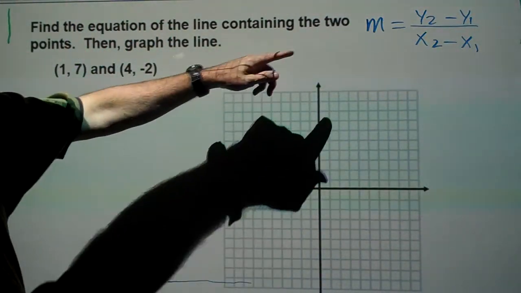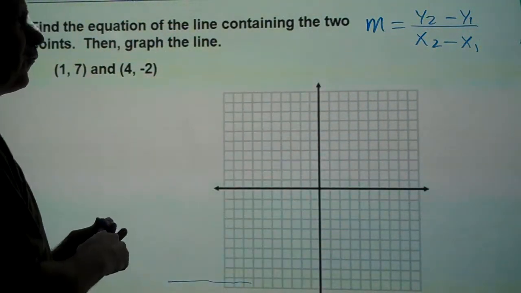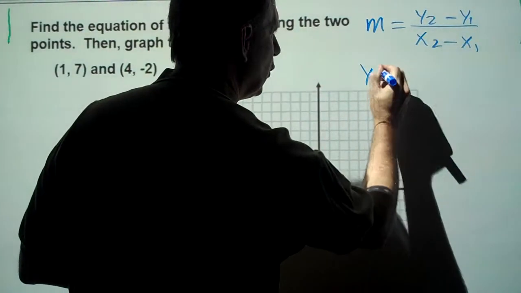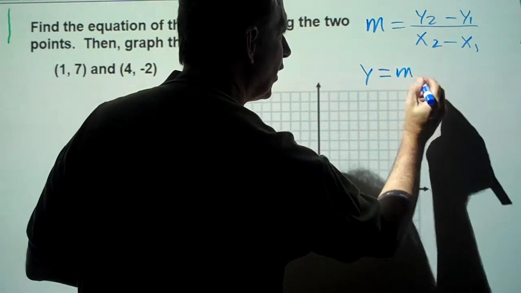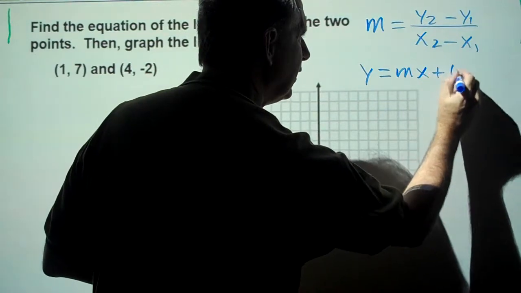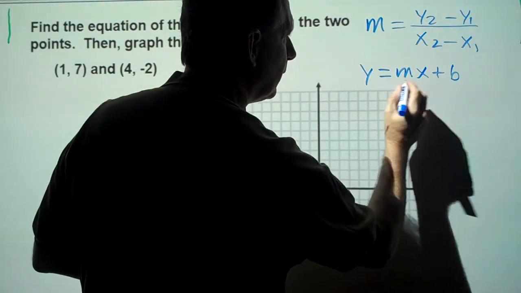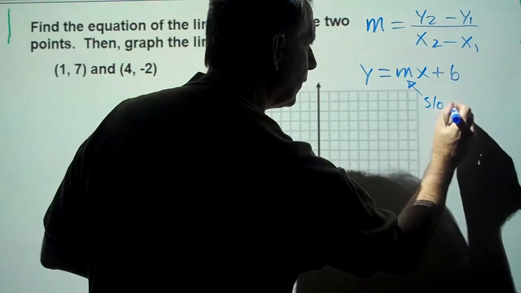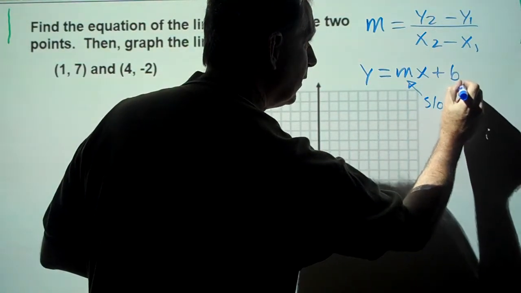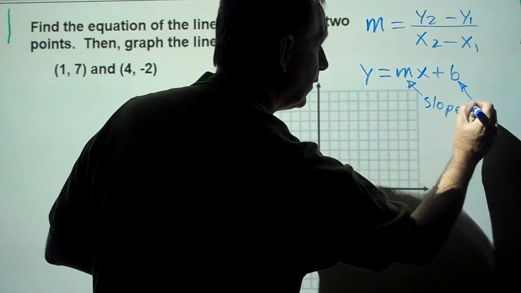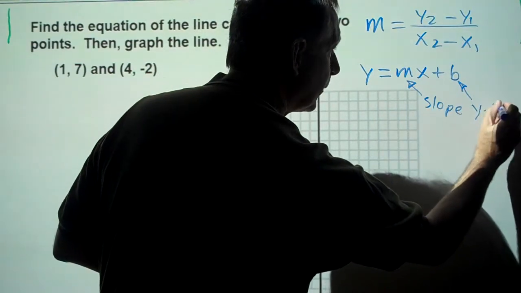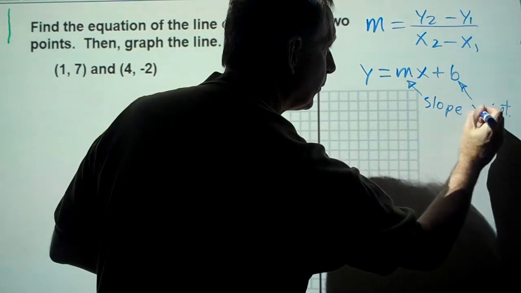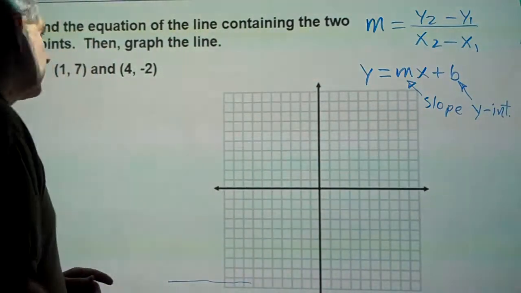And in conjunction with the slope formula, we're going to use another formula, which is the slope-intercept form equation of a line, y equals mx plus b. The m referring to the slope, and the b for beginning being the y-intercept, or starting point on the y-axis.